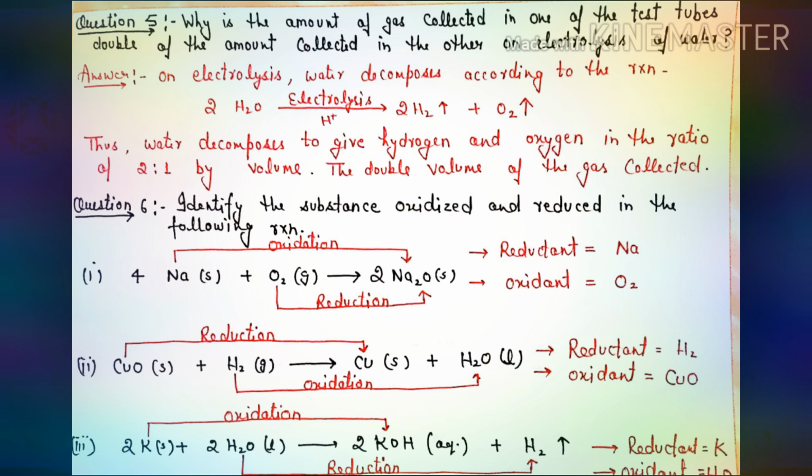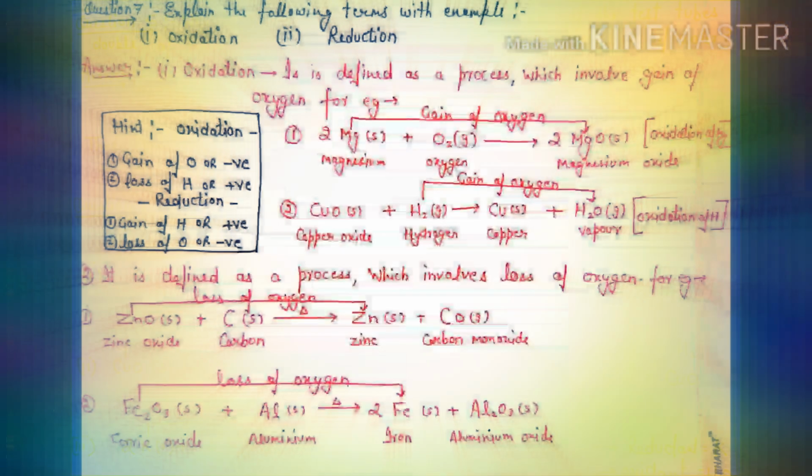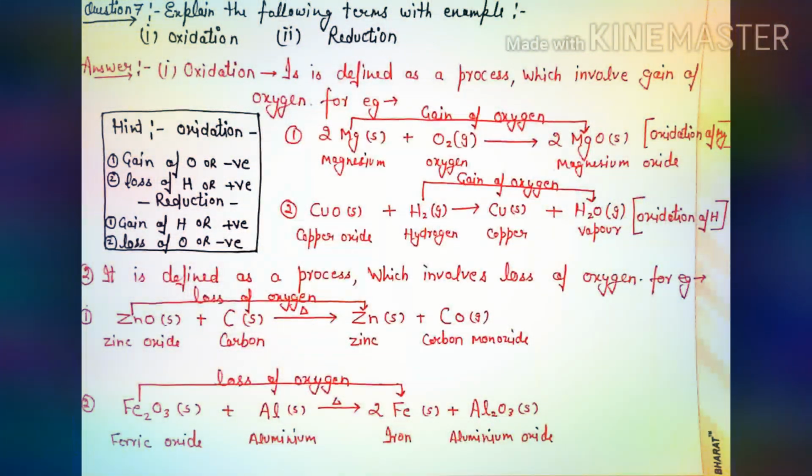In the third equation, potassium adds hydroxyl ion, so it is oxidized, and H2O loses hydrogen, so it is reduced. So in this reaction, reductant is potassium and oxidant is the water molecule. So students, as I already explained about the redox reaction, the substance which oxidizes is called reductant and the one which reduces is called oxidant.